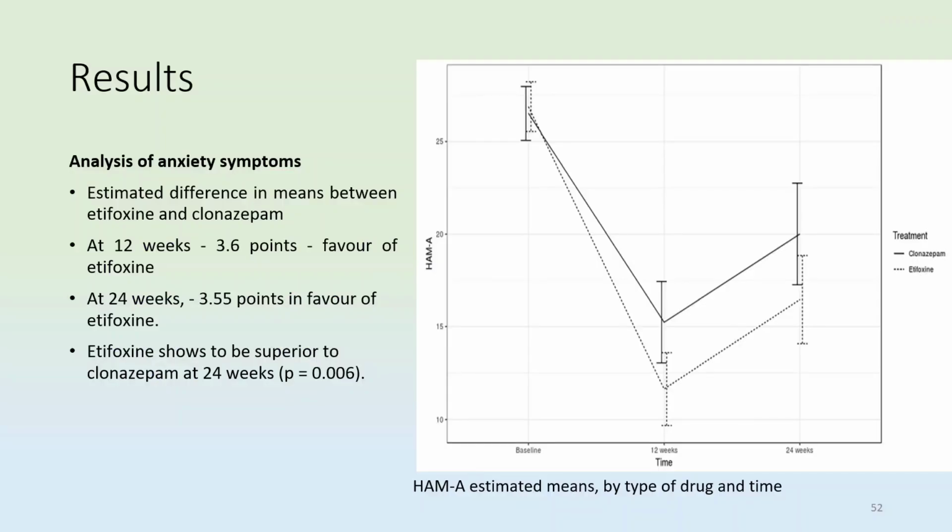Analysis of anxiety symptoms. Estimated difference in means between etifoxine and clonazepam was seen. At 12 weeks, a 3.6 point decrease was found compared to clonazepam in favor of etifoxine. At 24 weeks, it was minus 3.55 in favor of etifoxine, and etifoxine shows to be superior to clonazepam at 24 weeks.